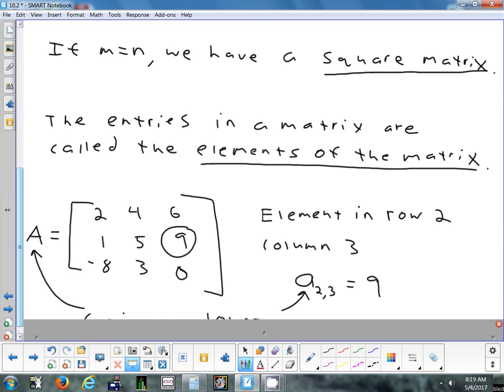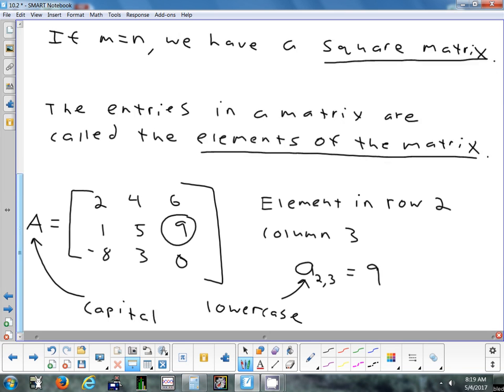We don't really reference elements in a matrix a lot. We don't usually have to write that down. But that's something very, very basic you do with a matrix, just identify where something is. Okay, so any questions on those terms? Square matrix, elements, rows, columns, dimensions, all that stuff.